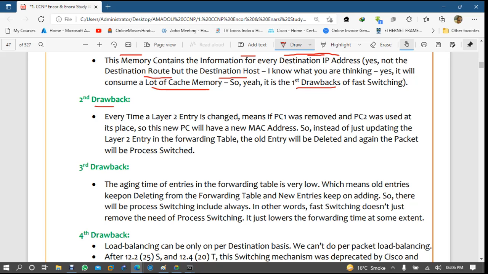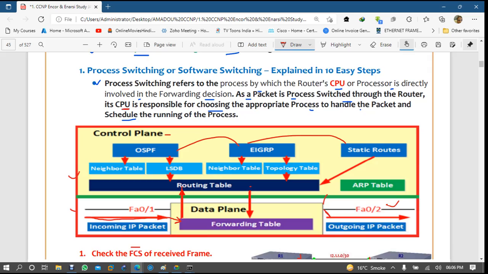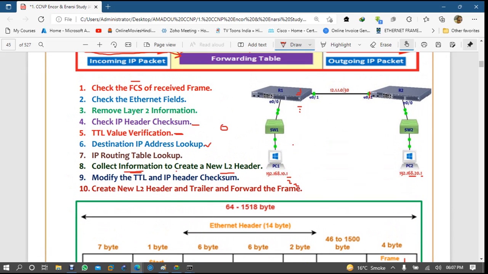Now the second drawback of fast switching is that every time a layer 2 entry is changed, meaning if PC1 was removed and PC2 was used in its place, this new PC will have a new MAC address. So instead of just updating the layer 2 entry in the forwarding table, it will delete all the old entries and create new entries with the help of process switching again. Now see what the problem is. For example, sometimes in an organization, right now you see PC1 is connected here, and maybe you remove this PC1 and connect PC2 here.